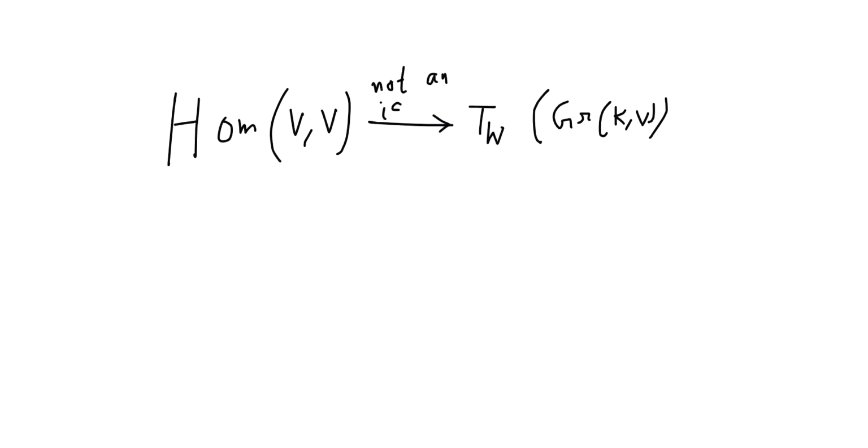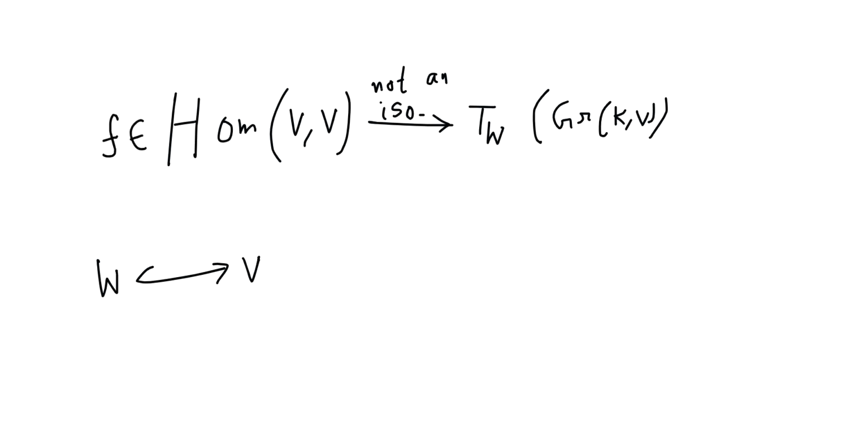Not an isomorphism. So now you can do one thing. Since W is a subspace of V, there is this canonical inclusion of W inside V. And suppose I pick a particular element from hom(V, V).